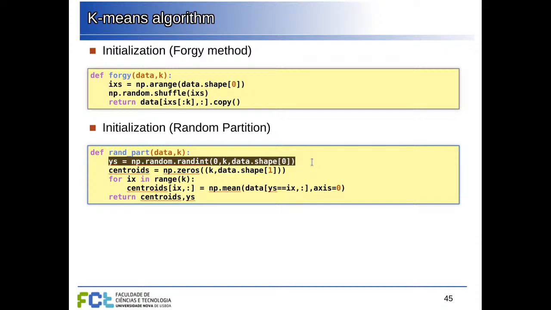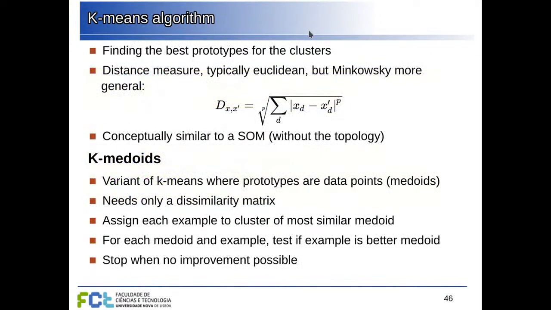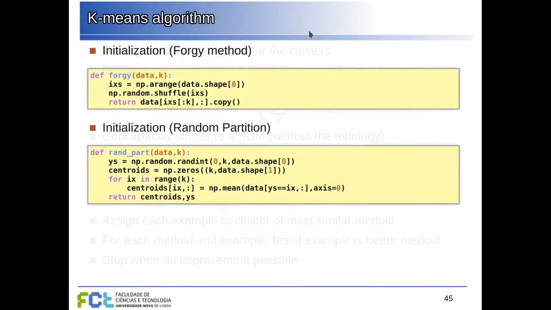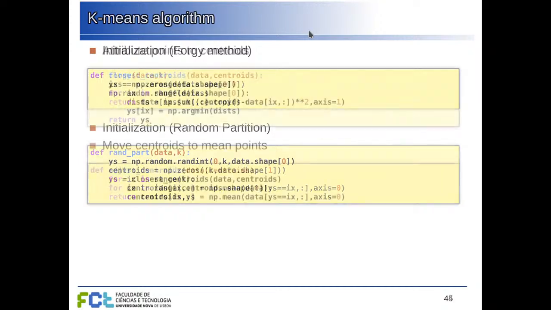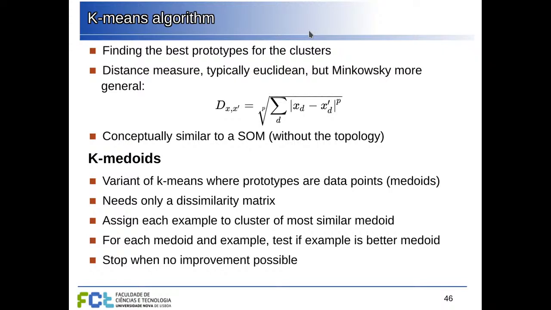Alternatively, we can assign all our data points at random to any of the k clusters, and then we just compute the midpoint for each of these random clusters, and this would be the random partition initialization. So for the k-means algorithm, then we would just iterate this until convergence, moving the centroids and attributing the points to the centroids. And the question here is how can we find these prototypes and find the position for the prototype.